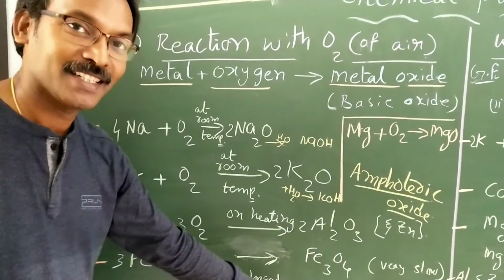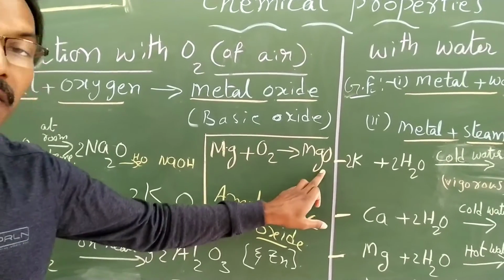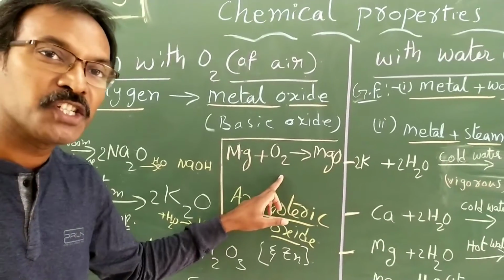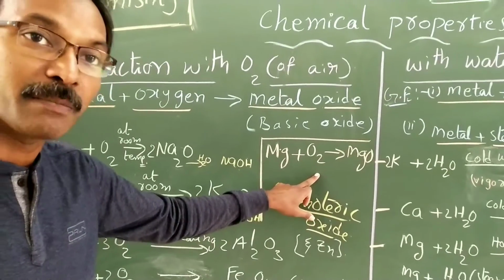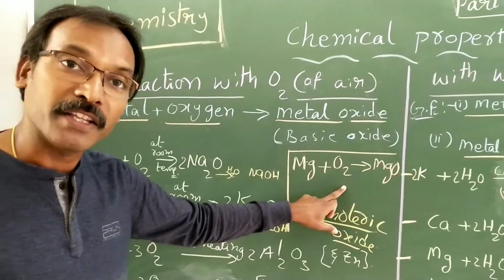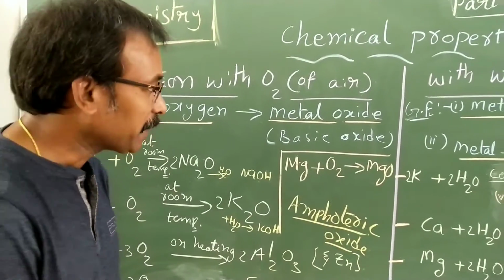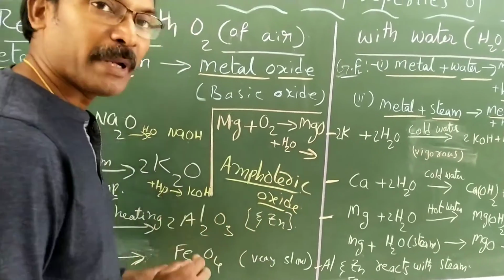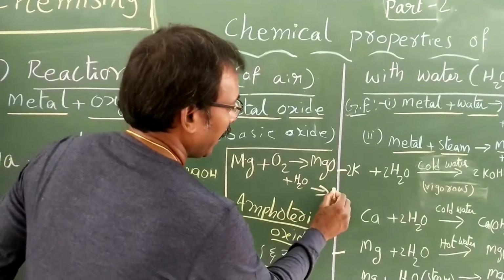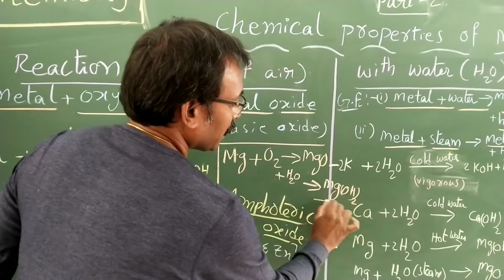Children, here magnesium also reacts with oxygen to give magnesium oxide. Magnesium generally won't react with atmospheric oxygen. It takes a long time to react, but when it is heated on a flame, it catches the flame and gives out magnesium oxide. And this magnesium oxide, when we dissolve it in water, won't dissolve completely, but somewhat it dissolves and gives out magnesium hydroxide.